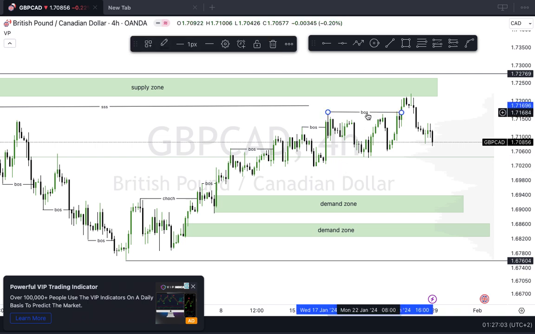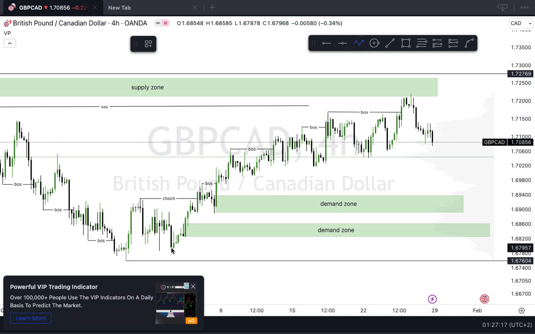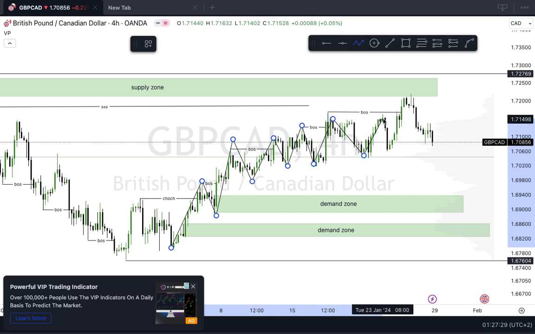And then from there, the market mitigated the supply zone. After mitigating the supply zone, the market started pushing to the downside, right? So if we can check, the market started creating higher highs, you understand? It started creating higher highs. From there, it created new highs, meaning it was breaking structures to the upside.